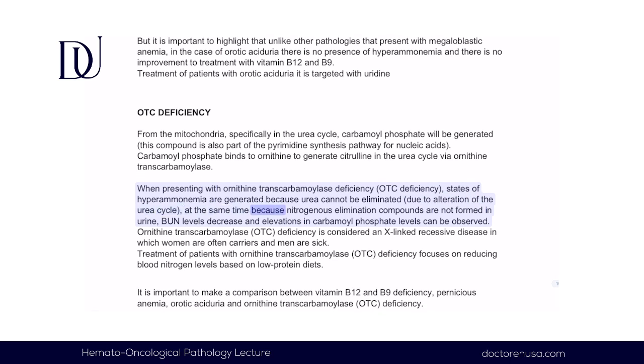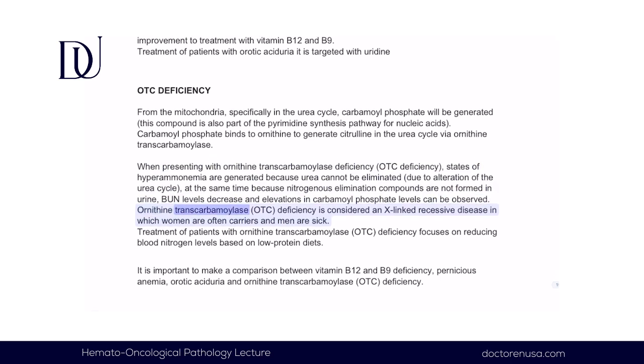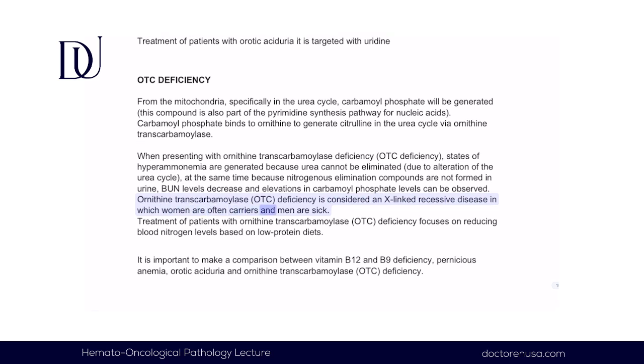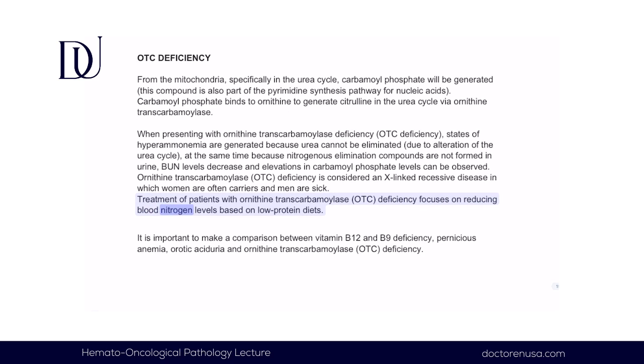At the same time, because nitrogenous elimination compounds are not formed in urine, BUN levels decrease and elevations in carbamoyl phosphate levels can be observed. Ornithine transcarbamylase (OTC) deficiency is considered an X-linked recessive disease in which women are often carriers and men are sick. Treatment of patients with ornithine transcarbamylase (OTC) deficiency focuses on reducing blood nitrogen levels based on low-protein diets.